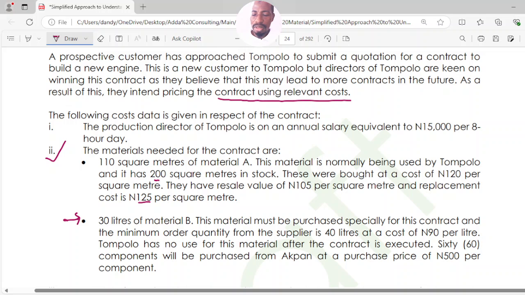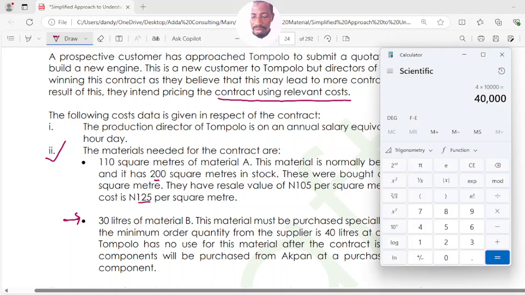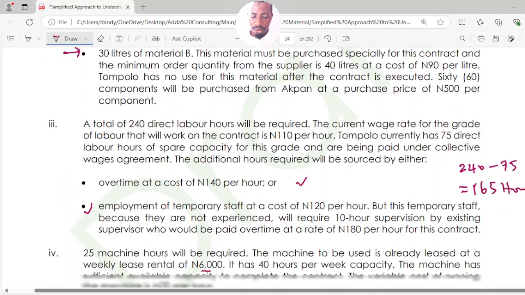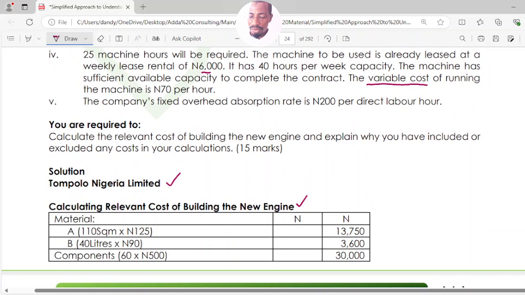There is no saving in this material because the examiner did not tell us that material A will be disposed of. But if you are told that the material will be disposed of, it means the company will earn a saving through the disposal value. So the only relevant cost is the 110 square meters multiplied by 125 naira per square meter. That's 13,750. So let's go and post 13,750. That's the number here.